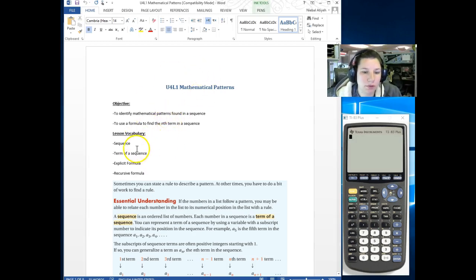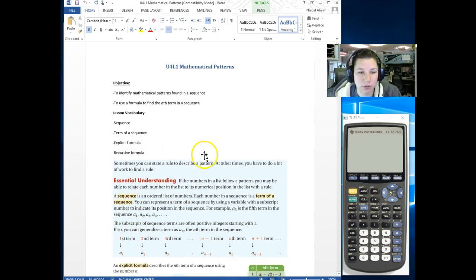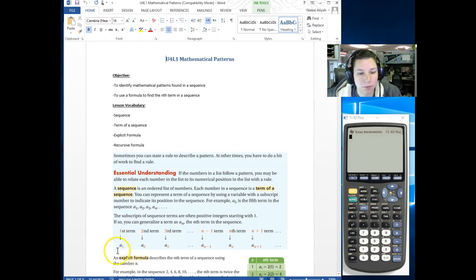Here's your vocabulary. The sequence is the ordered list of numbers. The term is that position in the sequence. So if we say the first term, you're talking about the first number. The second term is the second one, and so on. And then there are two different types of formulas you're going to be writing.